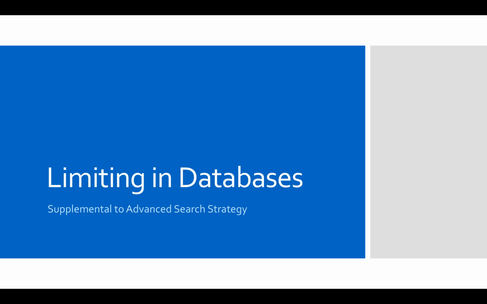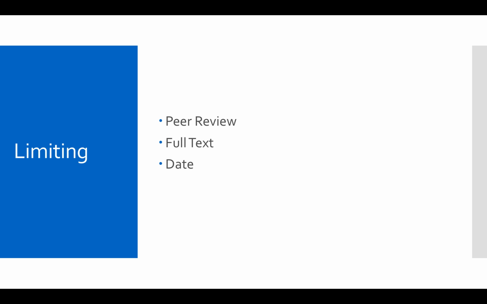This video is on limiting in databases. This is supplemental instruction to Module 2, Advanced Search Strategies. When you're limiting within the databases, there are three main types of limiting that you want to do: peer review limiting, full text limiting, and date range limiting.